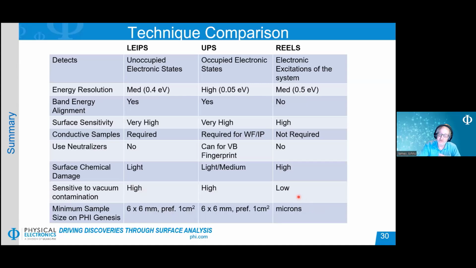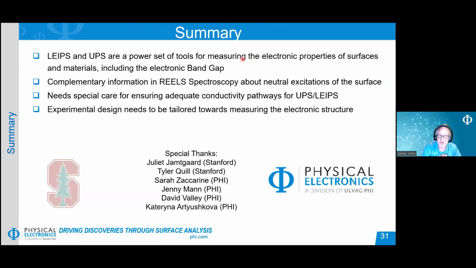And then for REELS, you can actually do it with a much smaller beam. If you're doing this with our Auger gun, you can do it with just a few microns. If you're doing it with the standalone dedicated REELS gun, then you would need a comparable size to the UPS and LEIPS. You would need several millimeters in order to do it. But hopefully, that's a comparison between the techniques.